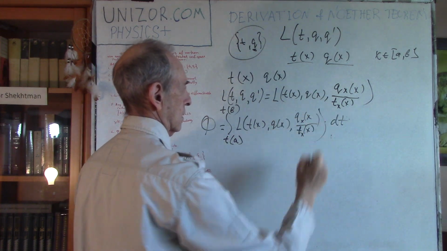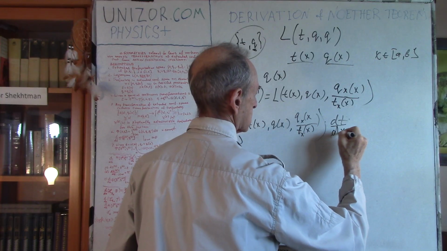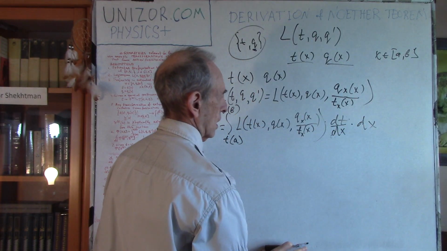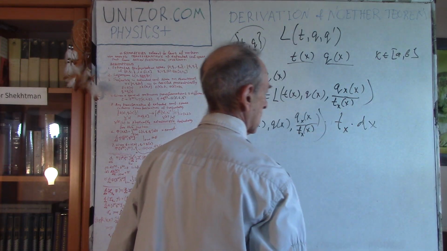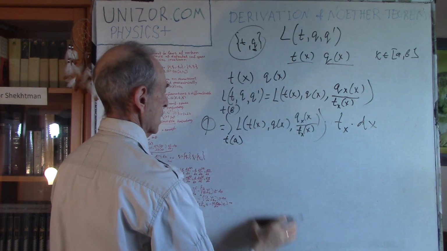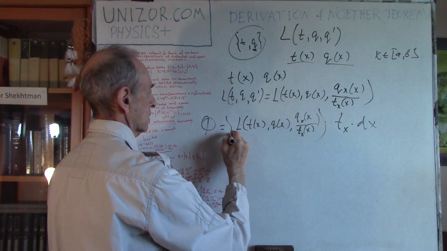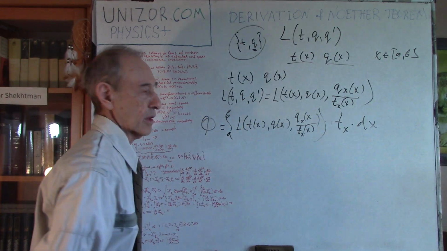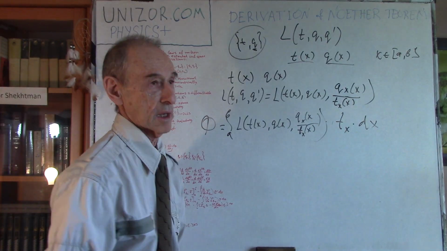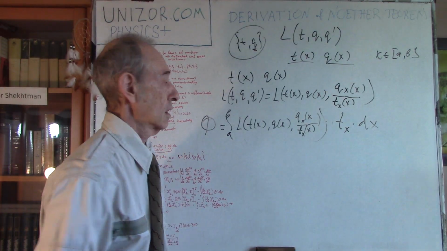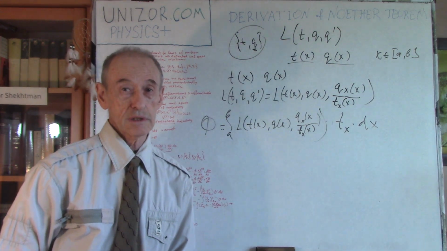Alright? So instead of dt, I will put dt by dx times dx. So this is t_x. And now I can integrate from a to b. So I just replace the variable of integration. From integrating by t, I integrate now by x. What's the advantage? The advantage is that my limits of integration are constant now.